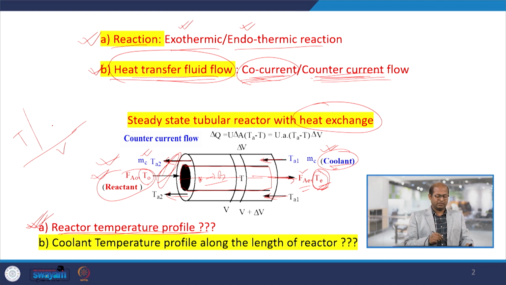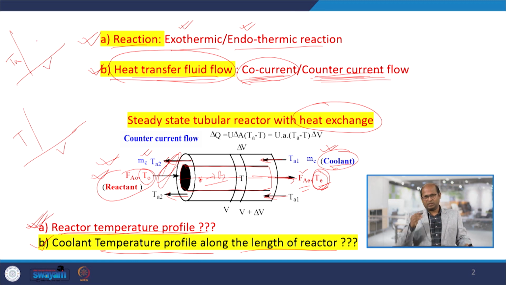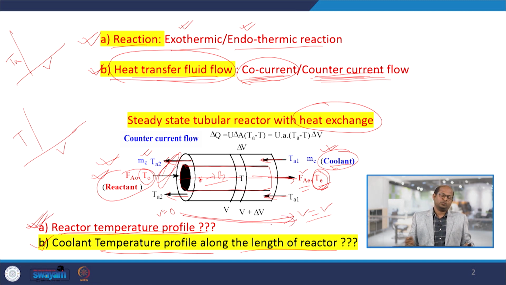Here the coolant also we have to supply. If Ta is the coolant temperature, then along the volume of the reactor, starting from here at V equals 0 to V equals V, along the increasing volume, what would be the temperature of the coolant? This is the coolant temperature, and this is the reacting medium temperature. So along the volume of the reactor, or the progress of the reaction, what would be the nature of the profile for exothermic as well as endothermic reactions, with co-current fluids and counter current fluids?